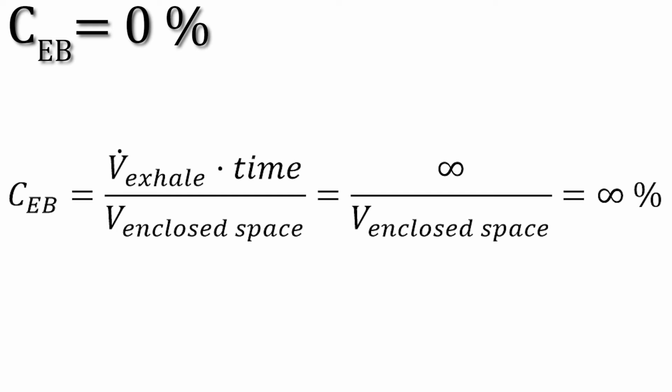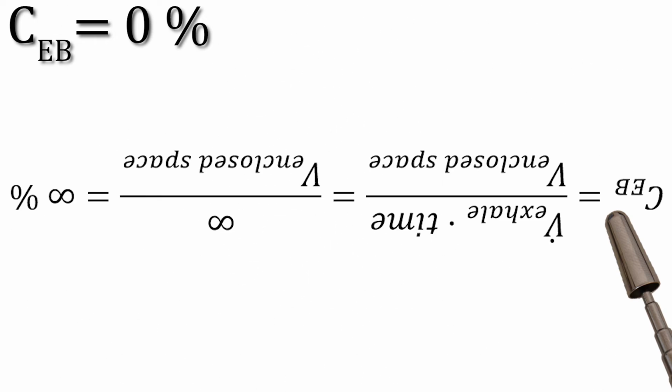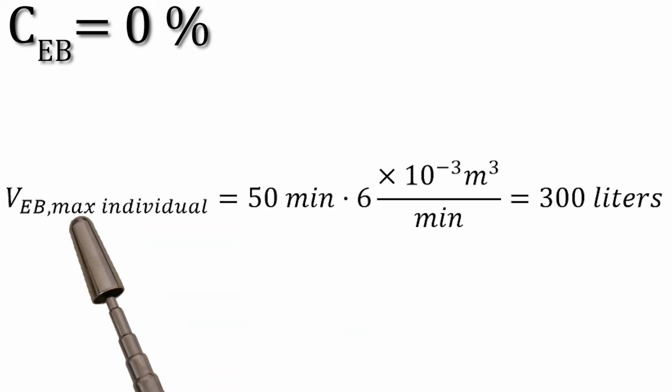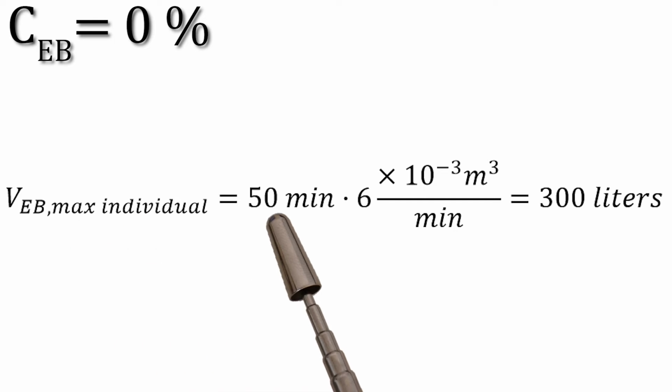our fractions. If I say the concentration of exhaled breath is the volume of the exhaled breath over the volume of the enclosed space, that is a rate that continues over a finite volume, which is, over time, infinity over a finite enclosed space, which is infinity %, and that doesn't work. So what I said was there is a maximum time for the exhaled breath in a space, and I said that maximum time is 50 minutes.